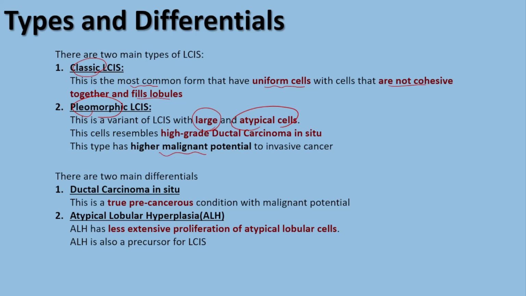So we have two main differentials for lobular carcinoma in situ. Ductal carcinoma in situ can be very similar to this presentation, and ductal carcinoma in situ, unlike lobular carcinoma in situ, is a true precancerous condition, and it has a higher malignant potential in comparison to lobular carcinoma in situ. Another differential is atypical lobular hyperplasia. This is a less extensive proliferation of atypical lobular cells, and also note that atypical lobular hyperplasia can also be a precursor for lobular carcinoma in situ.